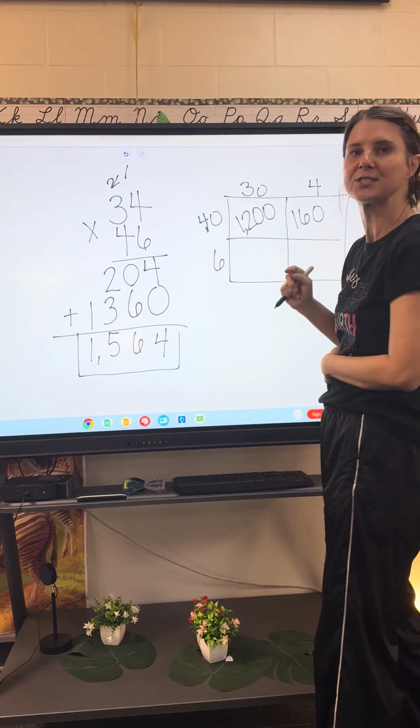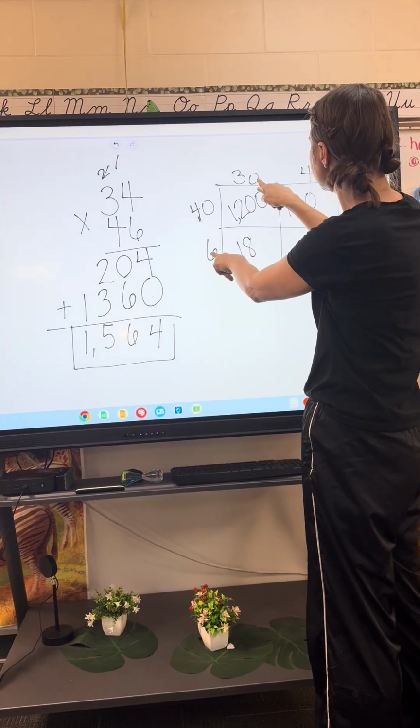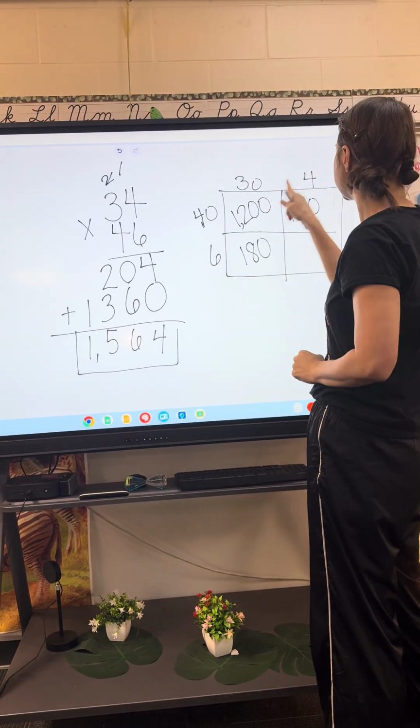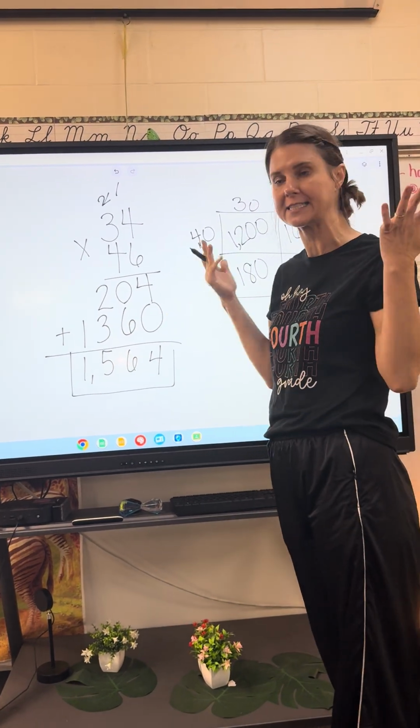Okay, now we're going to do 6 times 30. Well, 6 times 3 is 18. And then how many zeros do we have? Just 1. And then 6 times 4 is 24. Now, these are called partial products. Partial meaning it's not the whole product.